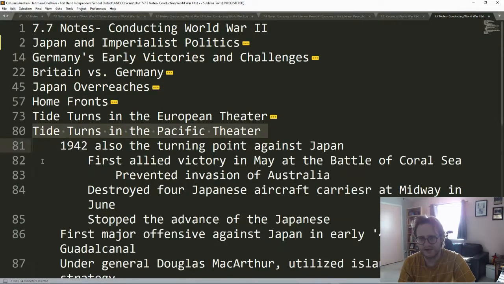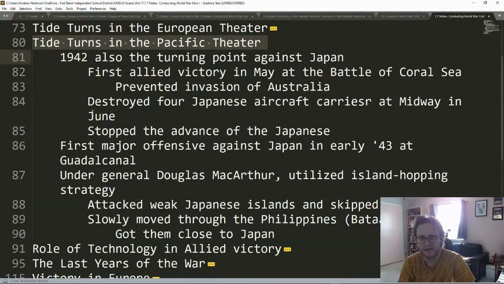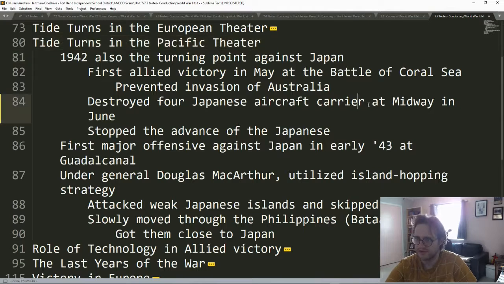In the Pacific theater, we got some pretty key things going on in 1942. The Battle of Coral Sea is the first Allied victory in the Pacific, which prevents the Japanese invasion of Australia. We see the destruction of 4 Japanese aircraft carriers at the Battle of Midway in June, which pretty much stops the advance dead in its tracks. And now all of a sudden we see the Americans on the offensive, which starts in early 1943 at the Battle of Guadalcanal, another pretty brutal battle.